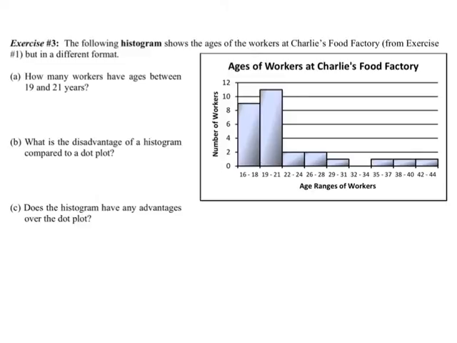Now let's take a look at exercise number 3. The following histogram shows the ages of workers at Charlie's Food Factory from exercise number 1, but in a different format. This is a histogram. How many workers have ages between 19 and 21 years? So let's go over to 19 to 21 years, and let's go all the way up. Noticing that each mark goes up by 2, halfway in between will give me 11. So there are 11 workers between the ages of 19 and 21. What is the disadvantage of a histogram compared to a dot plot?